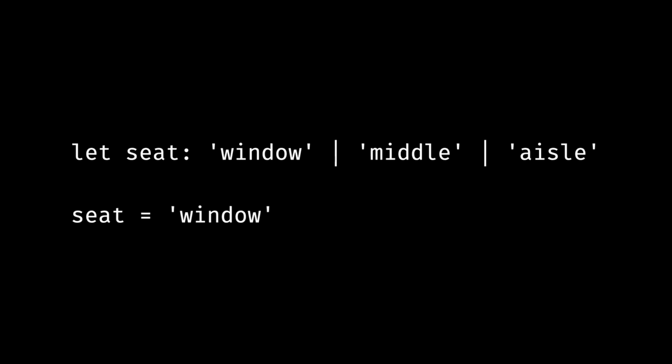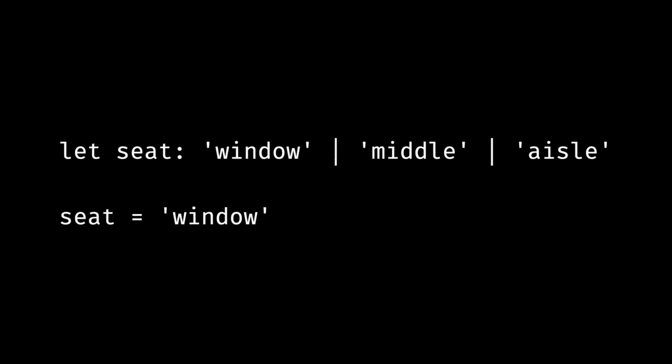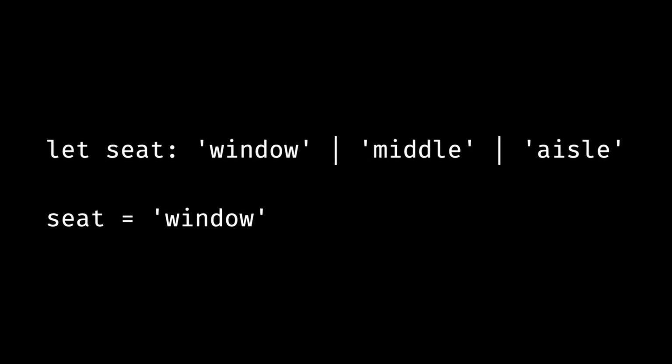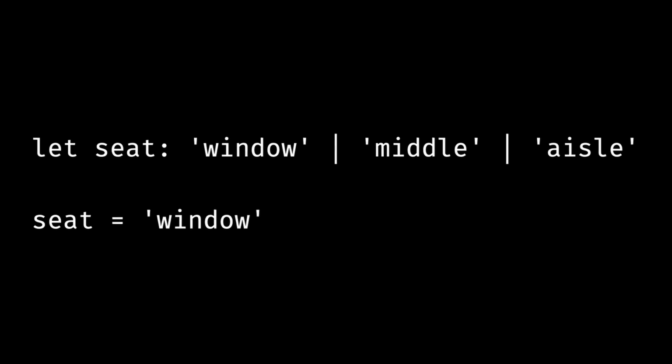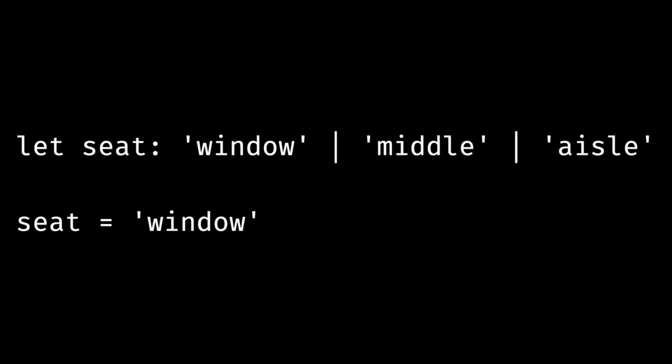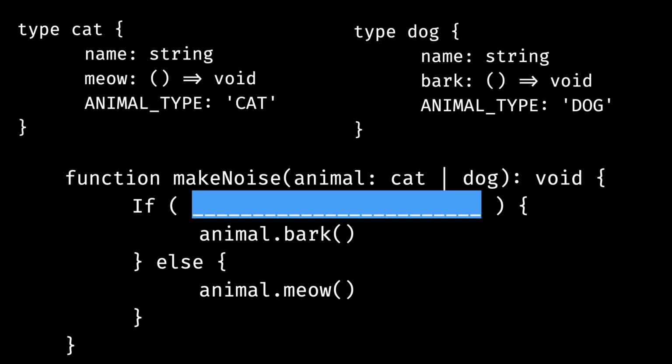Lastly, we can be more specific about the options. Here, sit can only be one of these three strings. That's all for union in TypeScript.